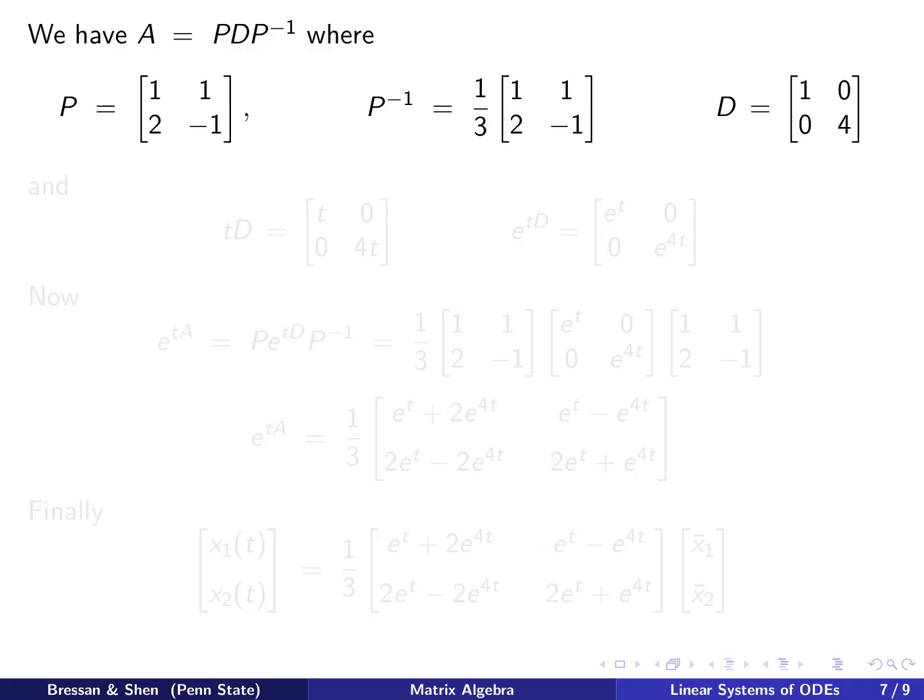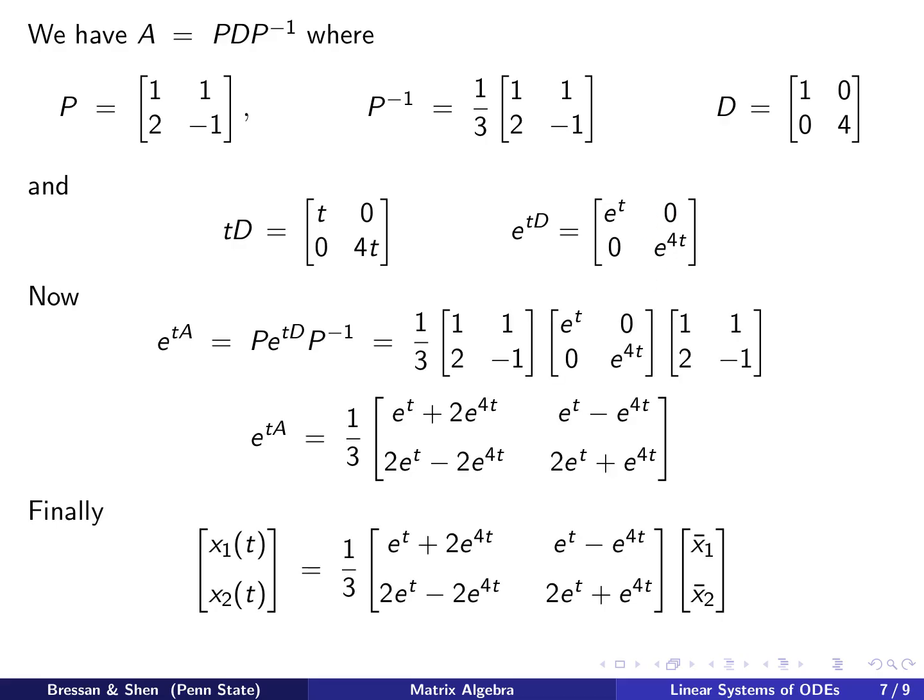So to be specific, let's collect all we need. We have the P matrix here, and then we can compute the P inverse, and then we write it here, and the diagonal matrix is 1, 4. And let's compute T times D, which is just D multiplied by T, so we get this matrix. And then e to the TD will be just making the diagonal terms the exponential functions. And then we can use all this information to compute e to the TA, which we derived earlier.